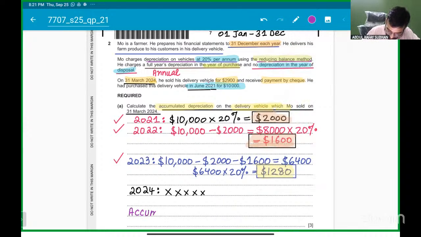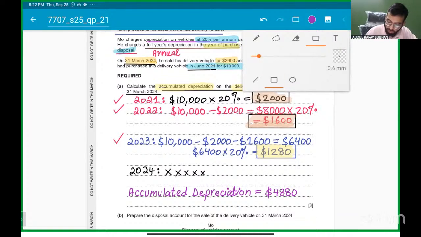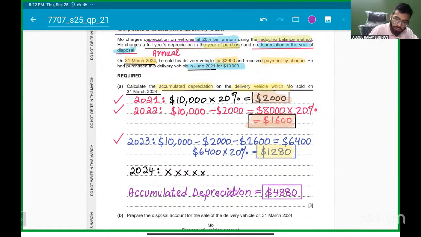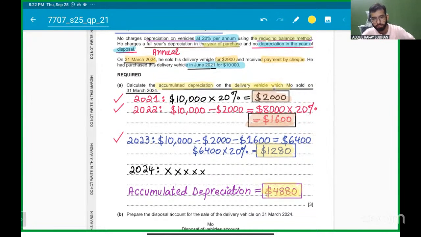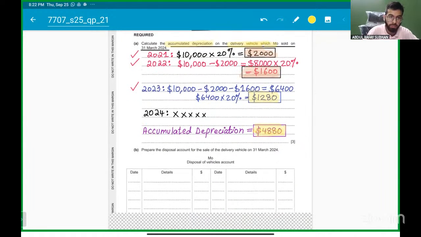They have given a lot of space. Accumulated depreciation is very simple. It will be 2000 plus 1600 plus 1280, that is 4880. Is everyone following, students? We got accumulated depreciation as 4880. Is everyone clear on that? Understood? Any questions, any concerns, any doubts? Let me know. For the first 3 marks, we have achieved it, sir.